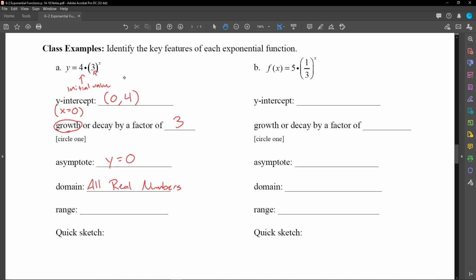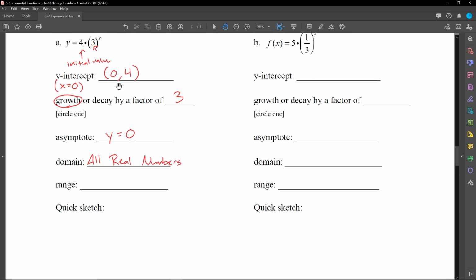Lastly, the range, what are the numbers that we'll get out? Notice that we never hit 0. This function will never be equal to 0. And likewise, it'll never be anything less than 0. We can't raise 3 to a power and get a negative number. Multiplying by 4 is never going to get us a negative number either. So we're only going to get the positive numbers. So the range is going to be all of our positive numbers, or y greater than 0.